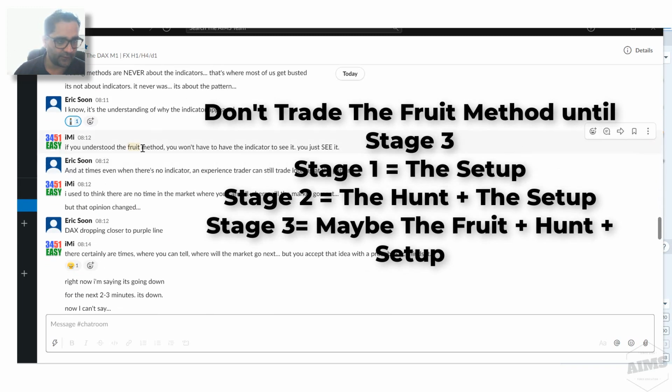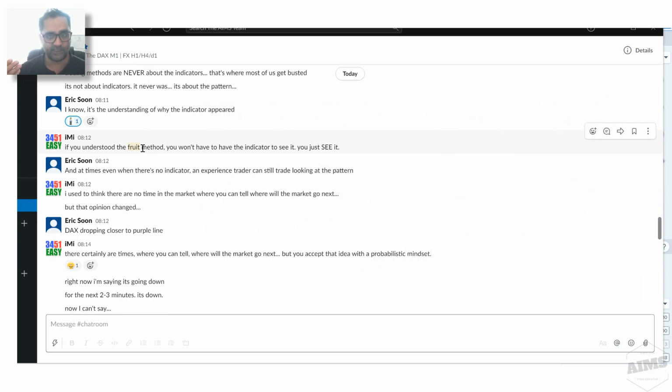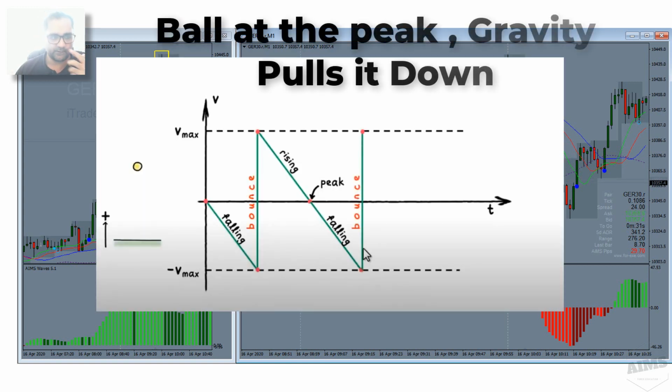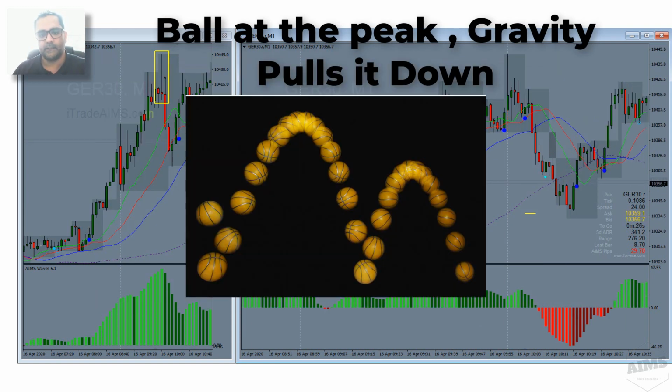But I said, if you understood the fruit method, you won't have to have the indicator to see it. You just see it. Like I was pointing to that, let me bring the chart. I was pointing to this candle, the fruit pattern, which is the strong 3 up, and then when it ends, you see this reversal kind of candle. So although you don't trade the fruits, they do give you information, right? And you can use that information.